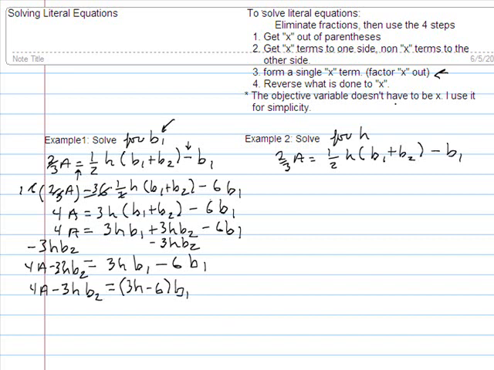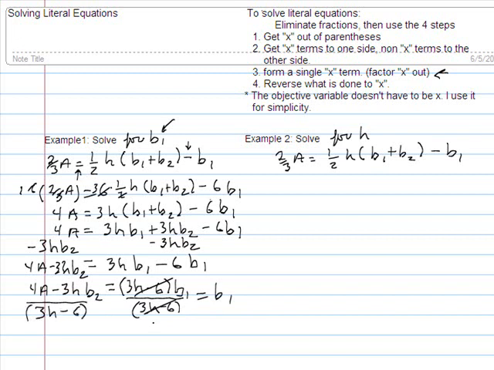And finally, we're at the last step, reverse whatever was done to b1. So b1 was multiplied by this bracket, so to reverse it, I'll divide it by this bracket. And on this side, the bracket on top cancels, and I end up with just b1. Now I have to divide the other side by that exact same bracket.